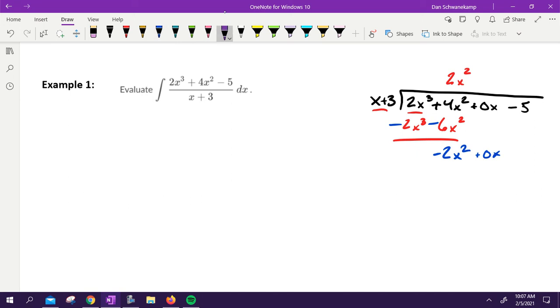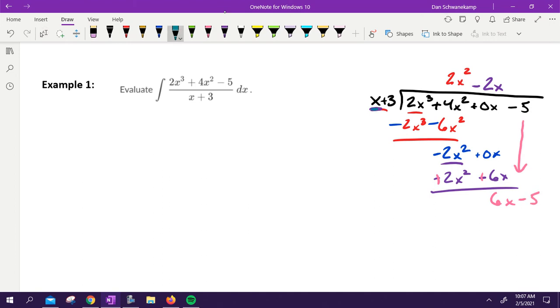Then I do it again. X times what gets me negative 2x squared? That would be negative 2x. I multiply down. Negative 2x times x is negative 2x squared. Negative 2x times 3 is negative 6x. I am putting them together, so I change the signs. Positive. This is going to get me 6x. I bring down the next thing. Negative 5. I do it one last time.